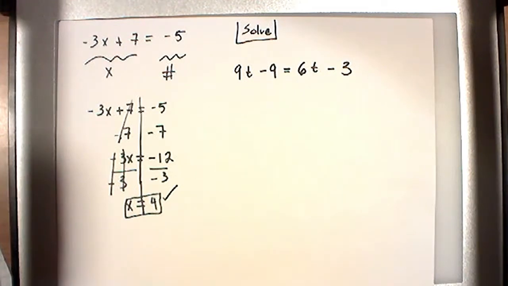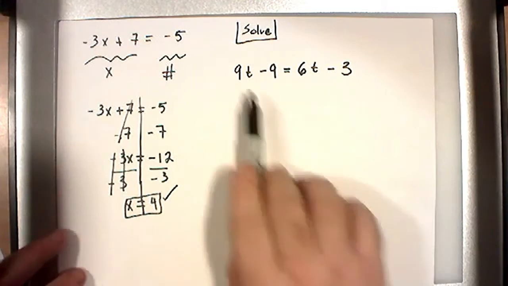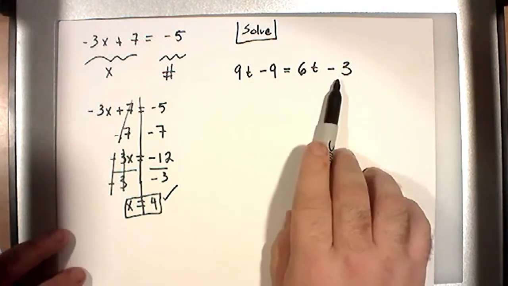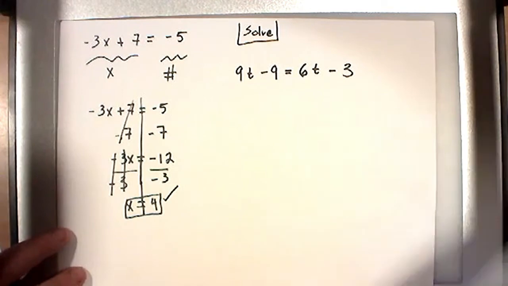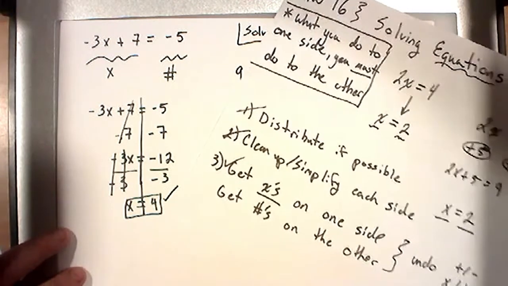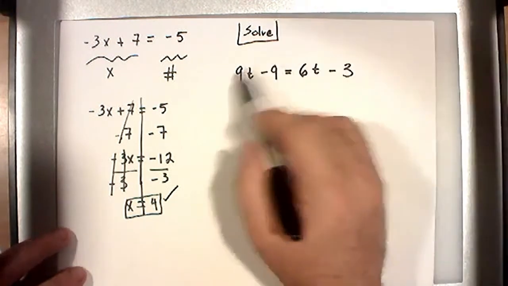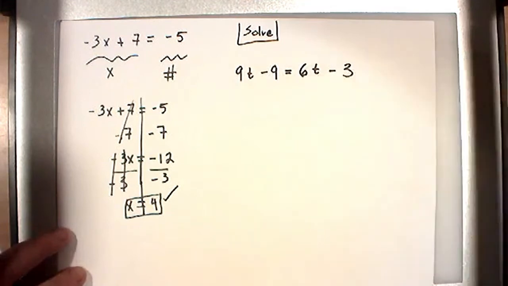All right? So first thing I'm going to do is think about, is there any distribution? No. Again, have those steps with you, right? Have this little checklist with you if you need to. There's nothing to distribute here, and there's nothing to distribute here, so I don't have to worry about that.